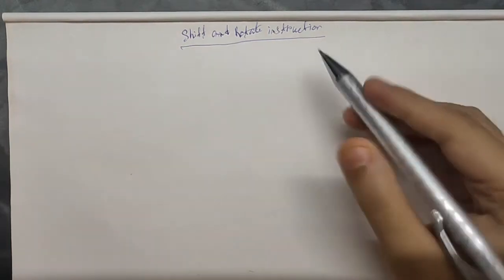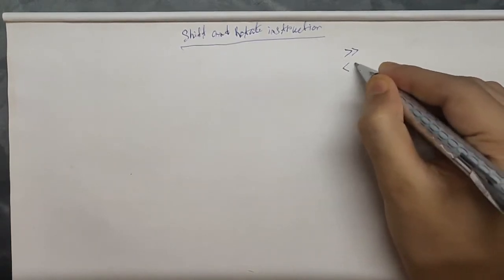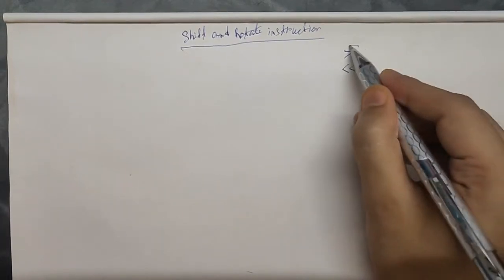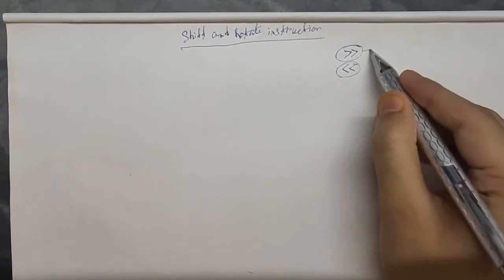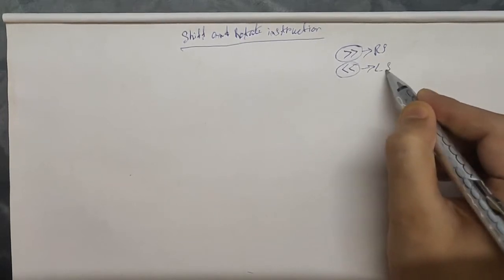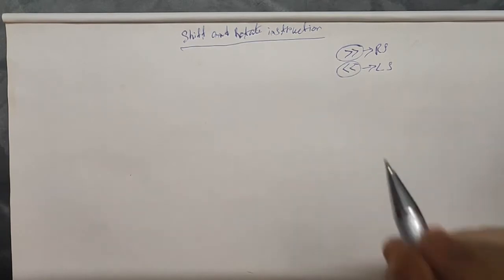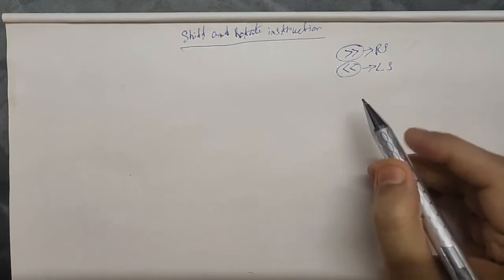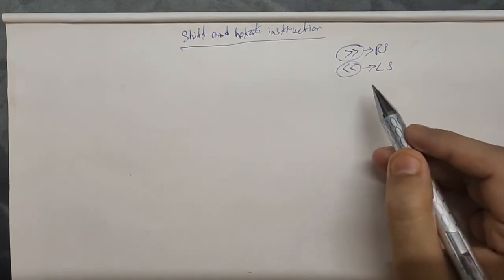So I think you may have seen this kind of operator in your C programming or any other language. This operator is the shift operator. So this is right shift and this is left shift. Okay, so why are these operators used? These operators are basically used to perform multiplication and division by 2.